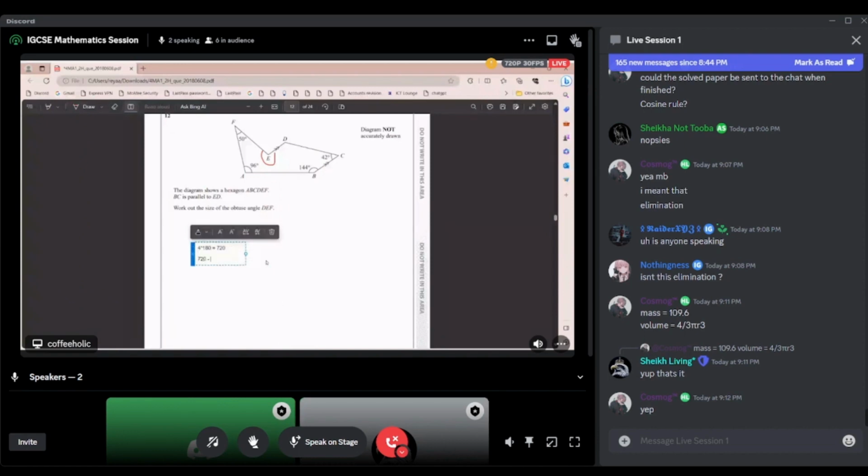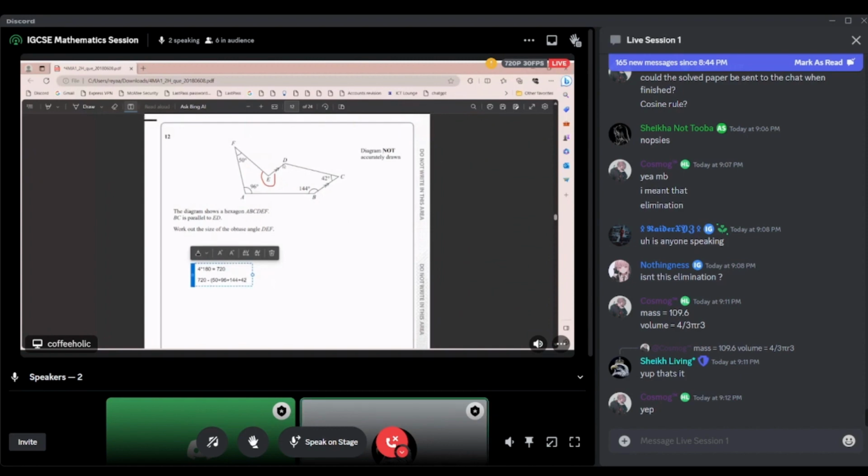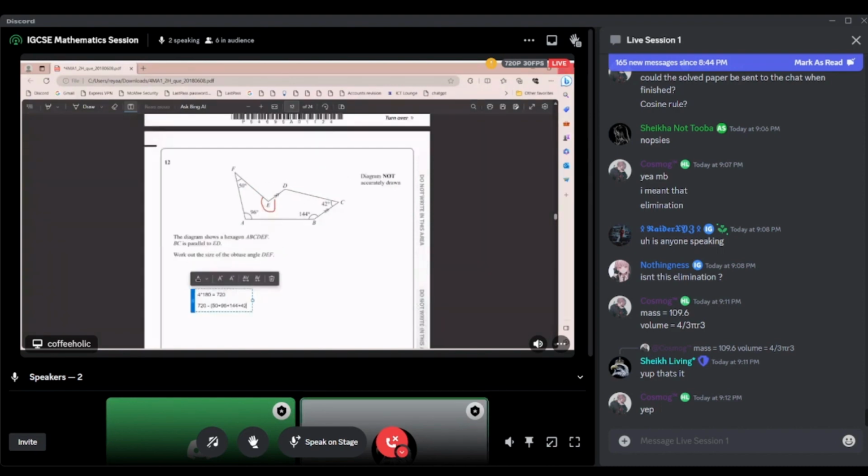And then you're given all of the angles. So you essentially do 720 minus the rest of them, which is 50 plus 96 plus 144 plus 42. The angle CDE would be 138, since those are co-interior angles, so you do 180 minus 42 as the parallel lines go across. So basically 720 minus 470, which is 250. That's your reflex angle. And then to work out the obtuse angle, you do 360 minus 250, which is 110 degrees.